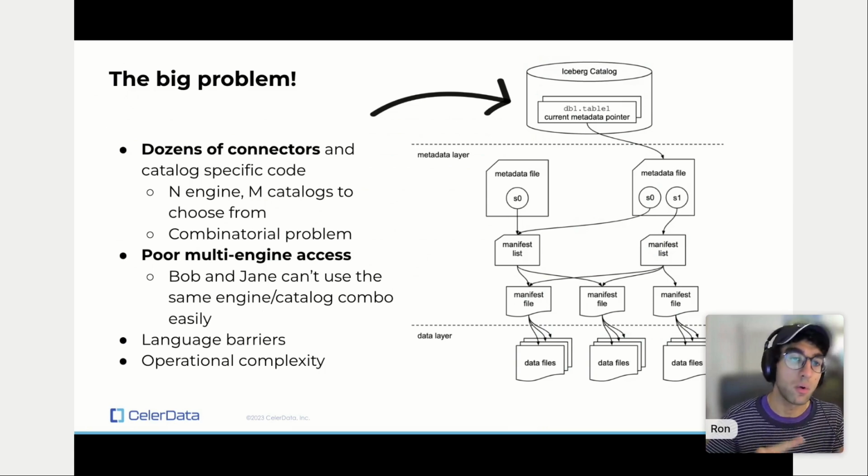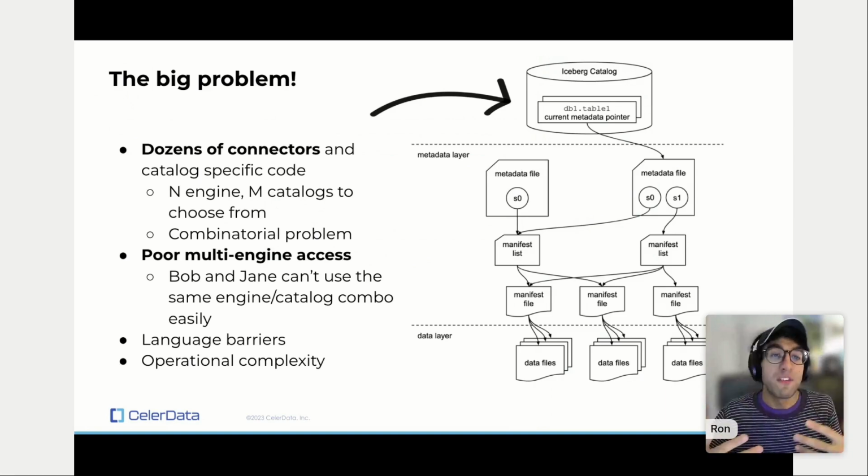Say you're using a Java or a Python setup versus, say, a Spark setup. If I was a user who just loved using Spark with Glue, but my colleague liked mixing Spark with his JDBC client or something like that, that would be different client environments that I had to configure. So you have N engines, M catalogs to choose from. And ultimately it becomes a combinatorial issue where you have N times M implementations you have to deal with. And at the enterprise level, it gets messy very, very quickly.